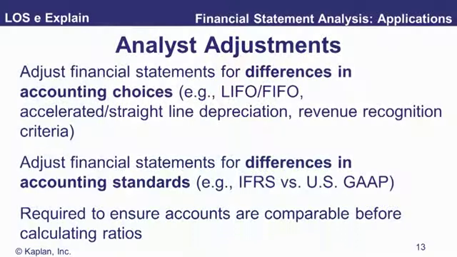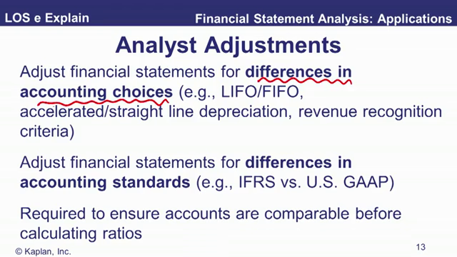Okay, now the LOS talks about analyst adjustments. It says explain the appropriate adjustments an analyst might want to make to a set of financial accounts. Well, certainly, if we're looking cross-sectionally, i.e. comparing the ratios of different companies, we need to make sure that the accounting principles those companies have chosen are directly comparable. Maybe one company's used FIFO, the other company's used LIFO. So we're certainly going to have to adjust if we're looking at cross-sectional analysis for differences in accounting choices.